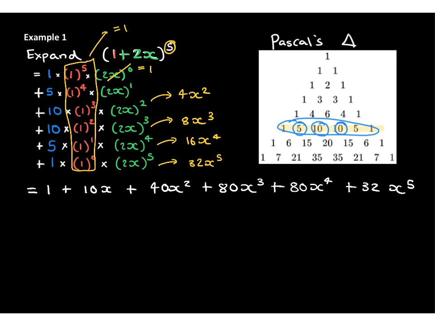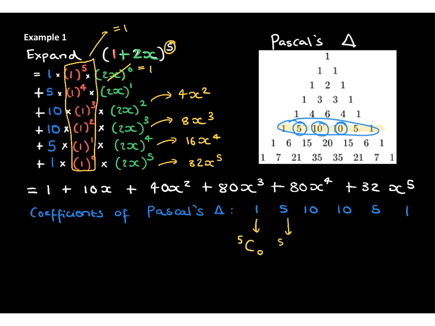Now, let's just quickly revisit the blue values, which were the coefficients of Pascal's triangle. Hopefully you will remember that these are also called the binomial coefficients, and you can generate them using your calculator. For instance, 5 choose 0, 5 choose 1, 5 choose 2, 5 choose 3, 5 choose 4, and 5 choose 5. So using the appropriate buttons on your calculator, you can generate the binomial coefficients.